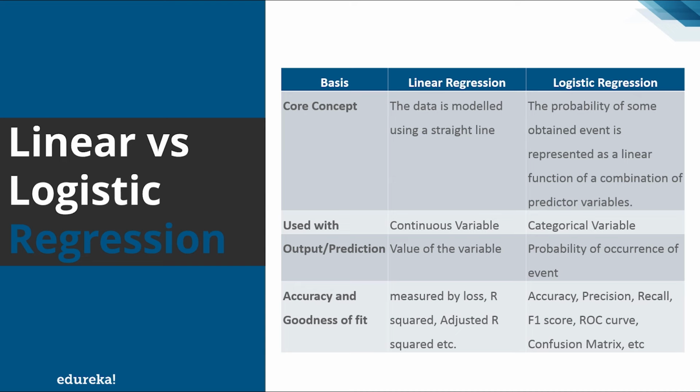While in the case of logistic regression, you have accuracy, precision, recall, and F1 score, which is nothing but the harmonic mean of precision and recall. Next is the ROC curve for determining the probability threshold for classification, or the confusion matrix, etc.